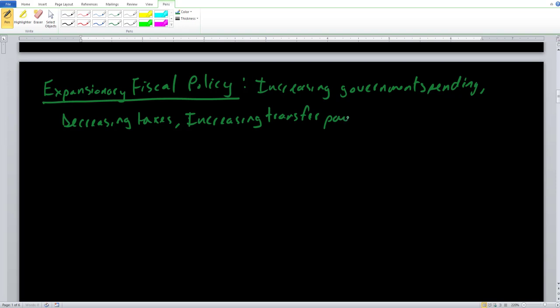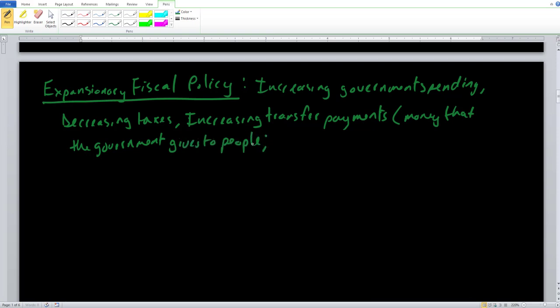Increasing transfer payments. So what exactly are transfer payments? Transfer payments are just money that the government gives to people. And just in general, we're going to go ahead and say that transfer payments can be seen as welfare. So welfare in general.